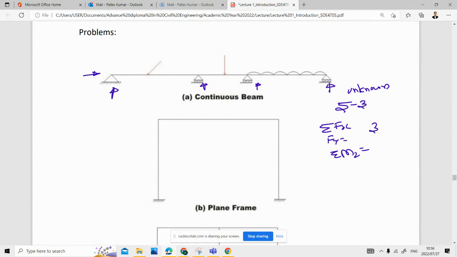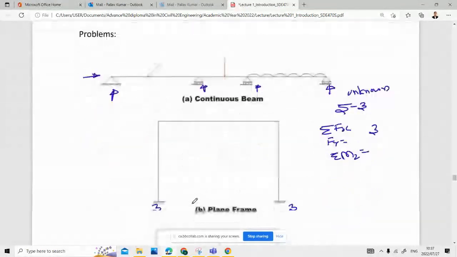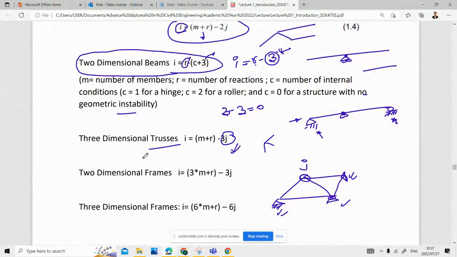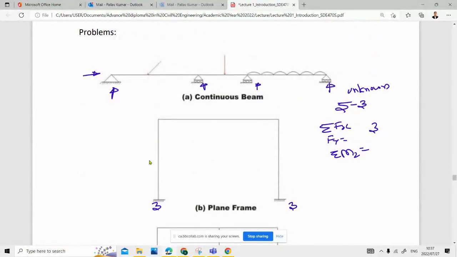Okay, so you got this one. And if you see the plane frame here, you got 3 here, you got another 3 here, right? And you have available how much? Again 3. So for the next case, if we talk about indeterminacy, a plane frame that is 2-dimensional, it is 6 minus 3. So it will be 3 for plane frame.